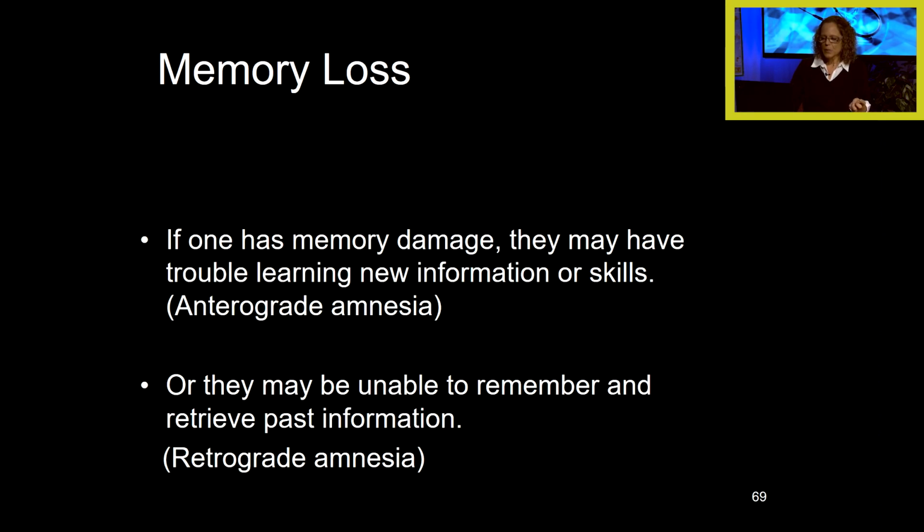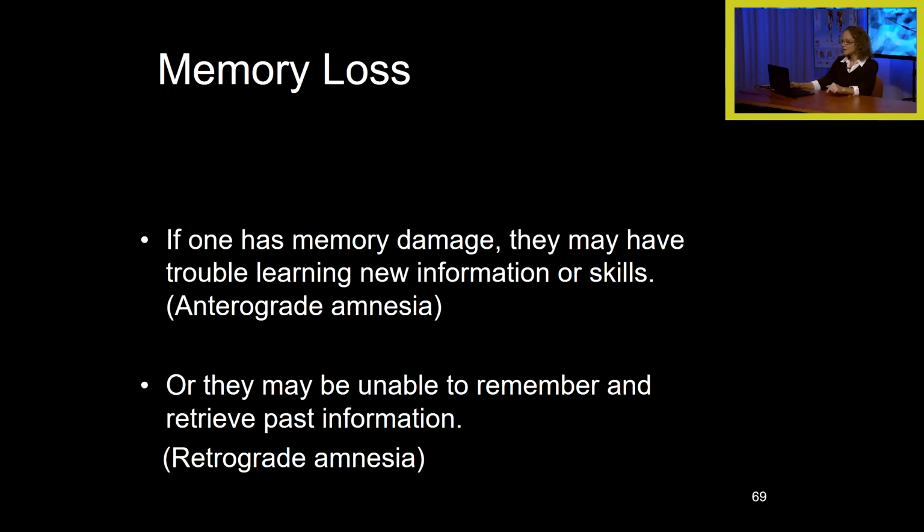If somebody has memory damage, they might have trouble learning new information or skills. This is anterograde amnesia. Or they might have the other form, which is retrograde amnesia, where they have difficulty retrieving information from the past.